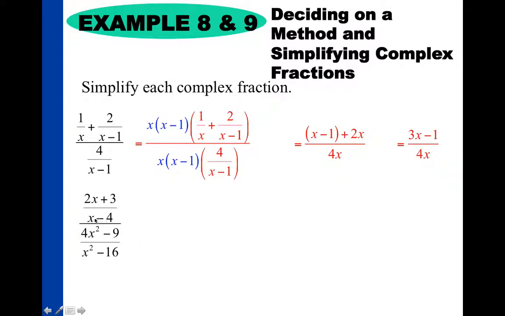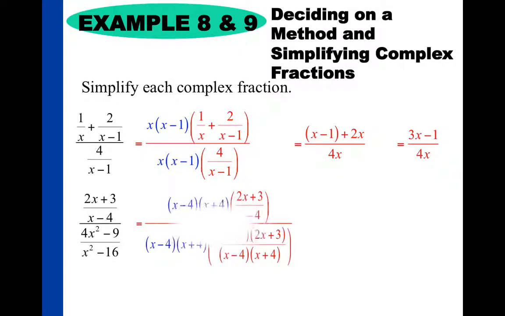Down here, x minus 4. Here, x squared minus 16. I bet I can do something with that. I can rewrite that x squared minus 16 as x plus 4 and x minus 4. Okay, then my common denominator is an x minus 4 and an x plus 4. So multiply everything by x minus 4, x plus 4. When I do that, this will go away. When I do that here, this whole thing goes away.